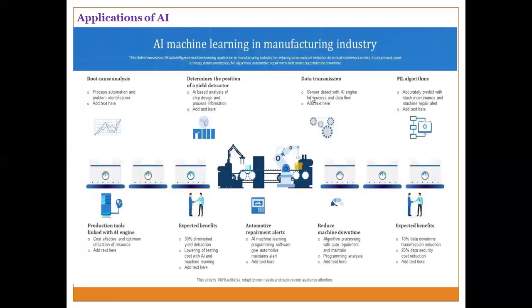Now look at the flow, how AI will be implemented in various manufacturing industries. If you look at the structure, AI is useful for root cause analysis. It can be used for data transmission. Then it can use a machine learning algorithm, and production tools can be linked with AI. Then we have decision making ability with this data analysis part. Then we have automated repair, which we can use for preventive maintenance. So we can reduce machine downtime, and the expected benefit is increased overall performance and efficiency of that particular equipment or industry.